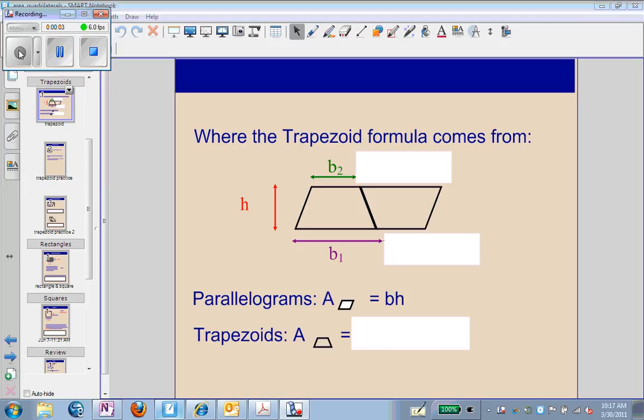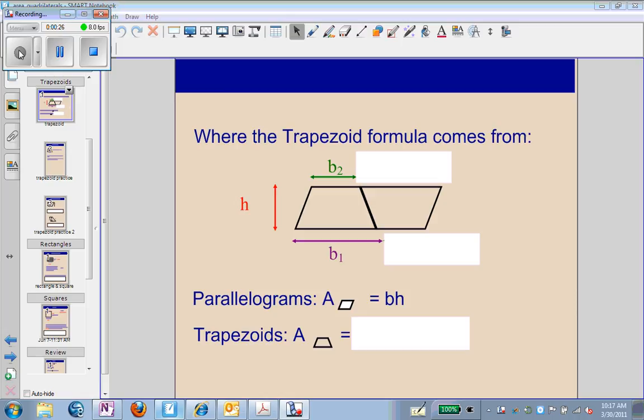Today we're going to talk about the area formula for trapezoids. So far we've learned the area formula for all our parallelograms. Now we're going to learn them for all our trapezoids. Since there are two main types of quadrilaterals, we need to know our area formula for the trapezoids as well as the parallelograms. So we're going to start by learning where the trapezoid formula comes from.